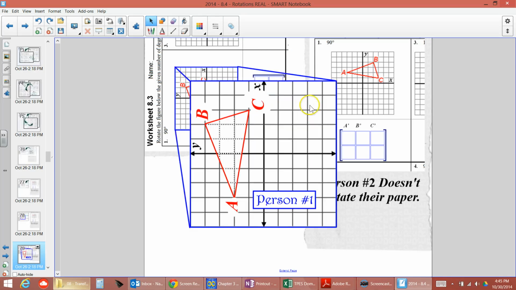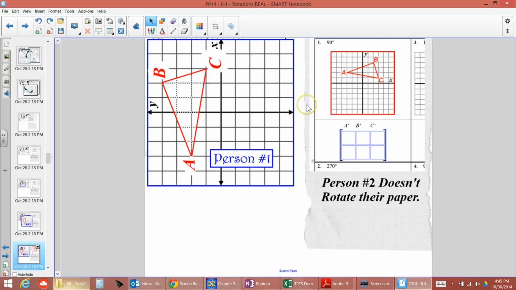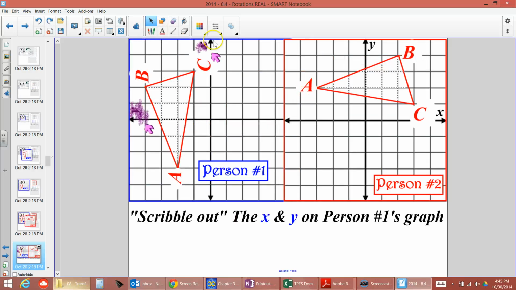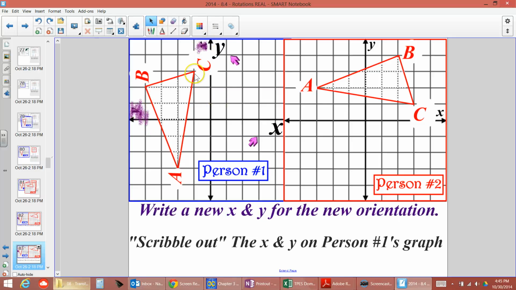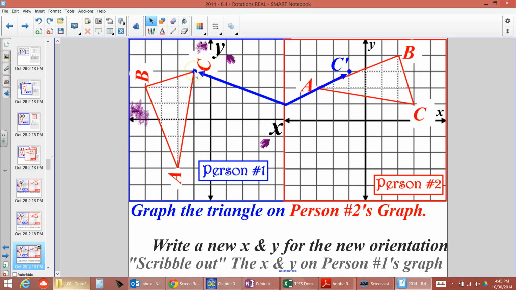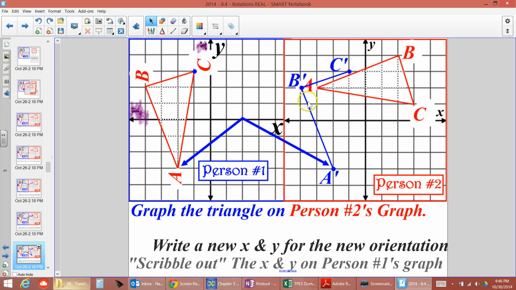And if we look really close at these graphs, put them side by side, we just have to kind of ignore the fact that this is x and y. If I ignore that, then I can see that C is really just negative 1, 3. So on my partner's page, I go negative 1, 3, and there's my point. Here's B prime, and here's A prime. And so my person that I'm partnering with was able to draw it real fast just by looking at it.